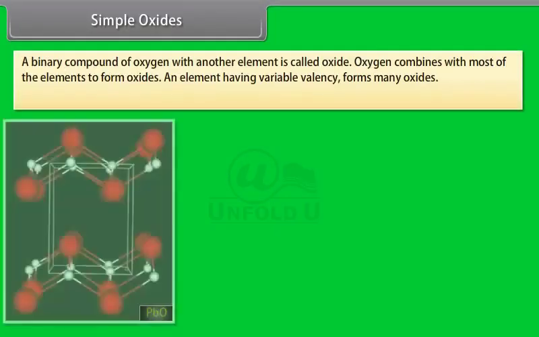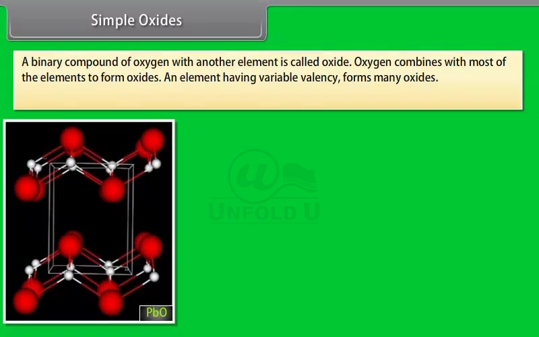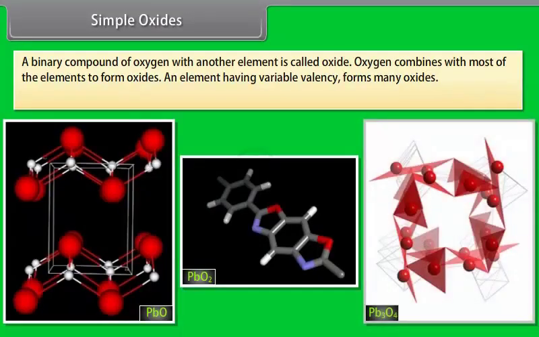Simple oxides. A binary compound of oxygen with another element is called an oxide. Oxygen combines with most of the elements to form oxides. An element having variable valency forms many oxides. For example, PbO, PbO2 and Pb3O4.